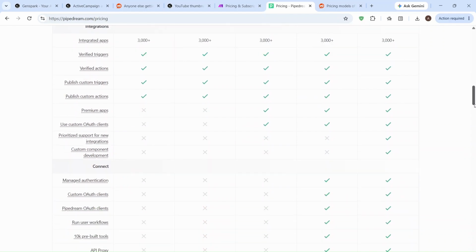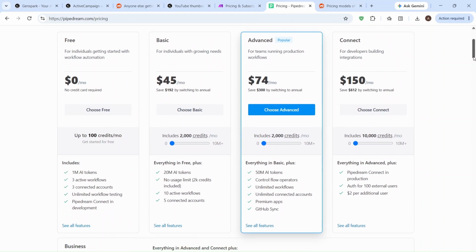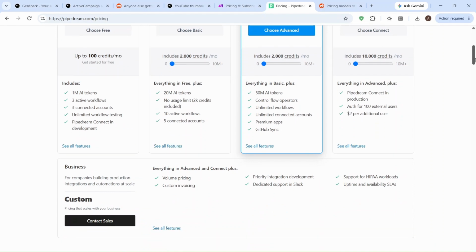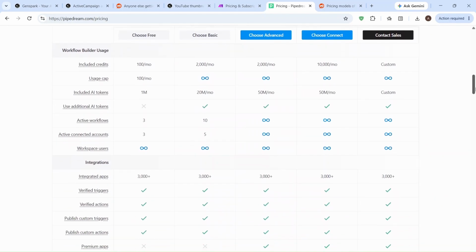Here are the plans. Free gives you 100 credits a month and 3 workflows. Basic is $45 a month. Advanced, $74. Connect, $150. Yes, that entry price is higher than a lot of tools, but price per plan is not the same as price per job. Keep watching because this is where it flips.